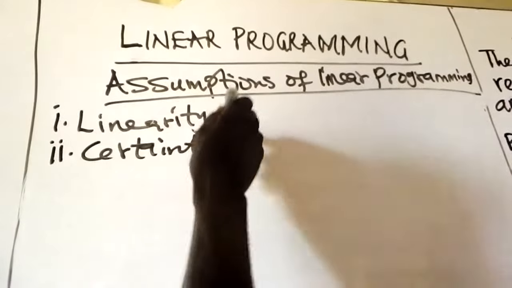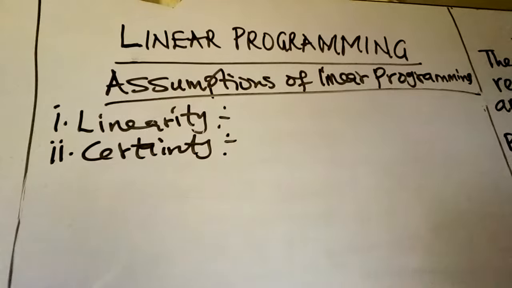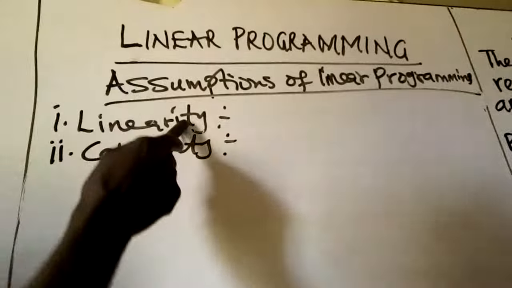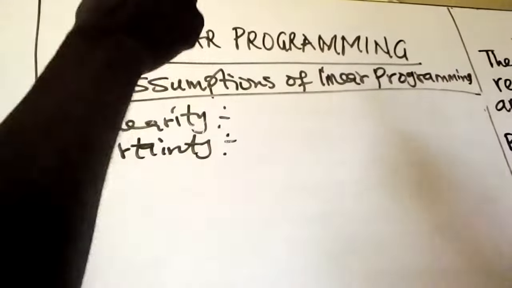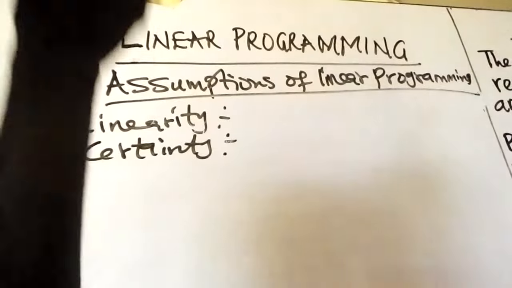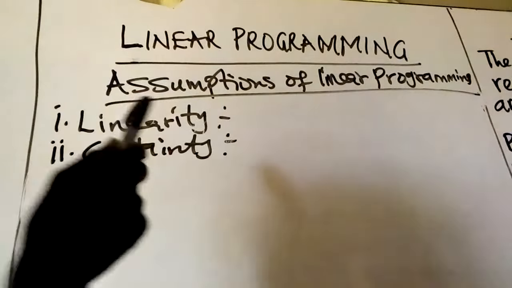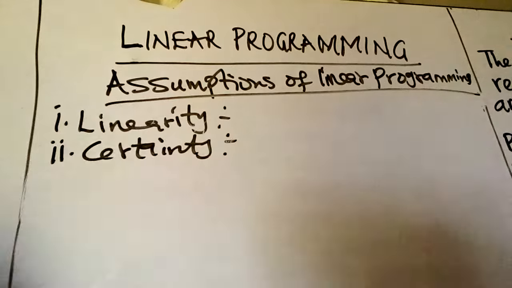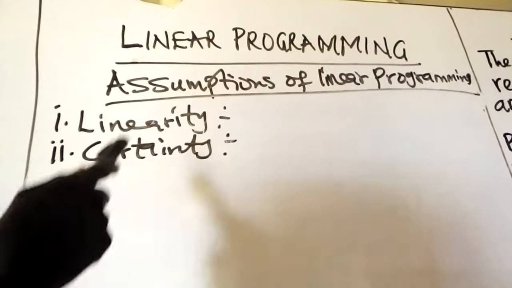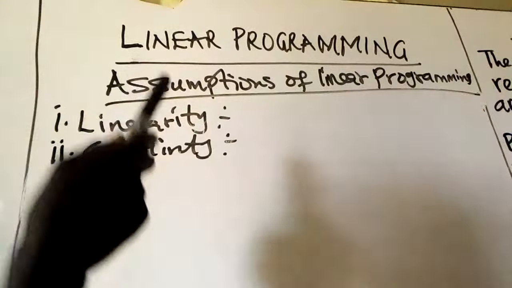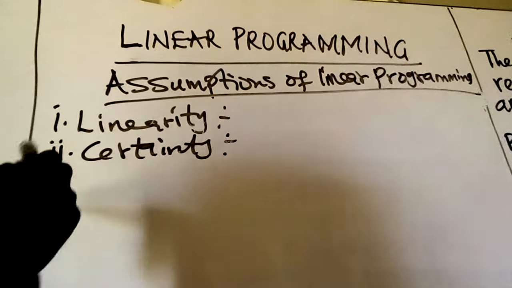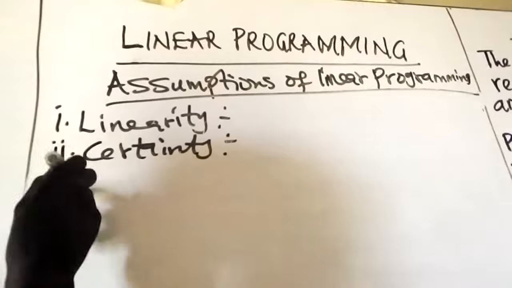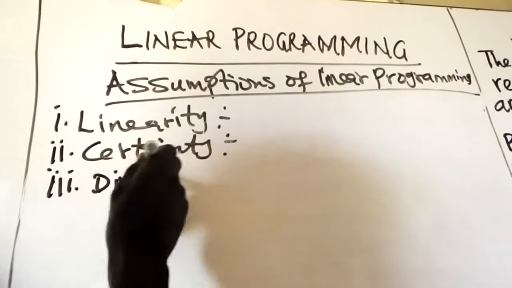Number 2 is certainty. Information relating to the various factors of production must be known with certainty. That is certainty.